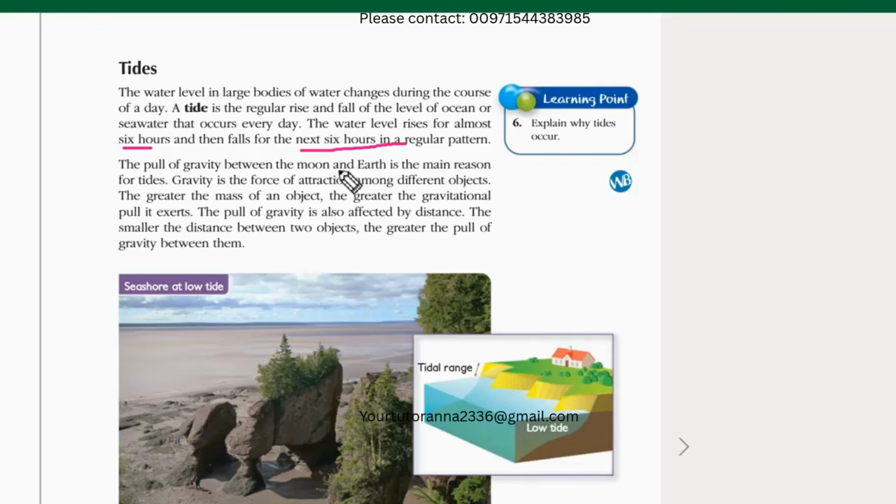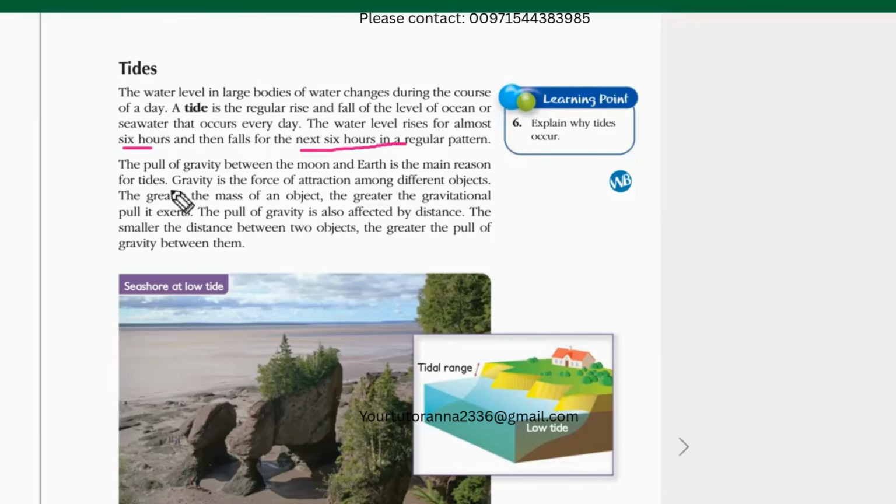The pull of gravity between the moon and Earth is the main reason for tides. You'll understand that later on. Gravity is the force of attraction among different objects. Gravity is dependent on two things. I hope you remember it from grade 5 and grade 6: the distance and how heavy an object is. So the bigger the object is, the more gravitational force there is. The smaller the distance is, the more gravitational force there is.